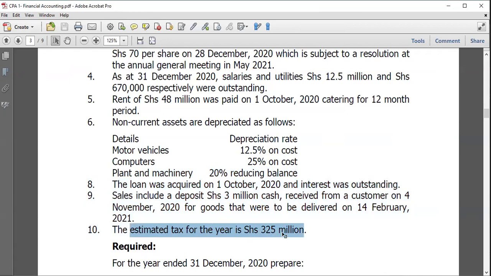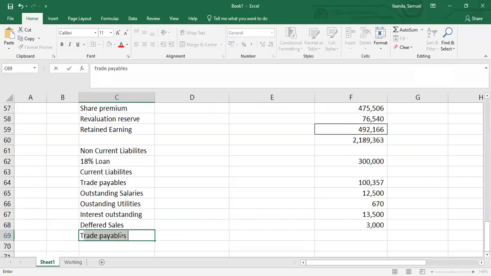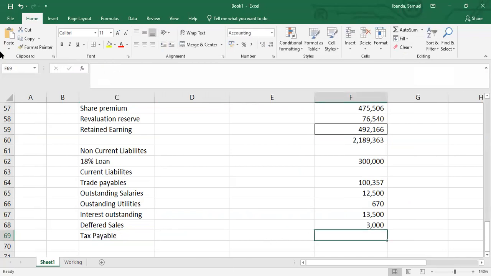estimated tax for the year. And remember, when we are calculating our profit, we actually included it. So this would also form part of your liability, okay, which is a tax payable. So I'll have also within, it is under your current liabilities because you're going to pay it within a year, okay? So tax payable would definitely be 32,530, okay? Which is that.